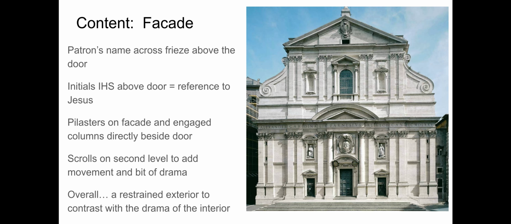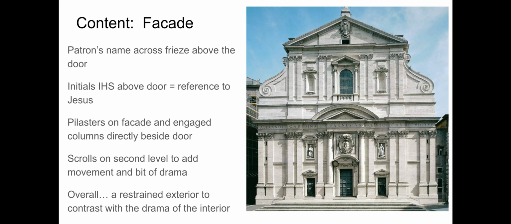Above the doorway, like directly above the doorway, but below the patron's name, you see the initials IHS, which is a reference to Jesus in Latin. So you have his initials there. That's directly above the door. You have on that first level pilasters up on podiums. And you have them on the ends, and they work their way into that center doorway.